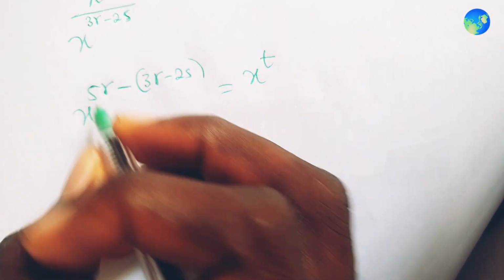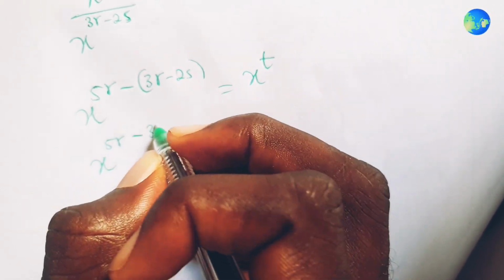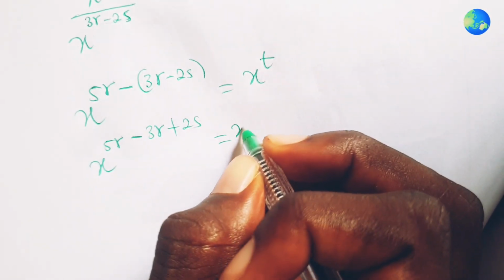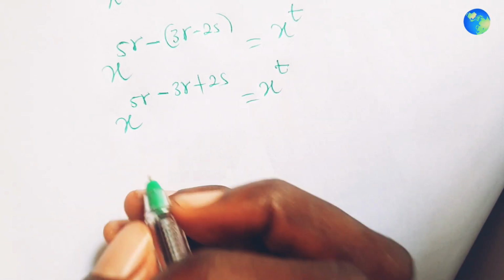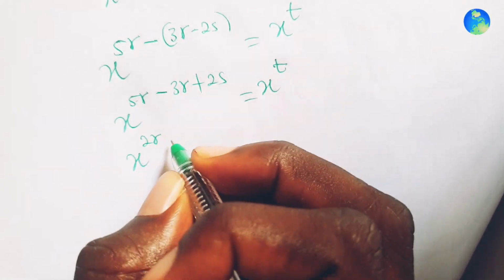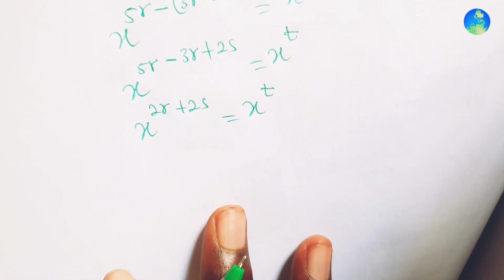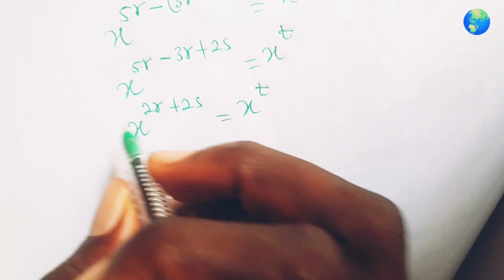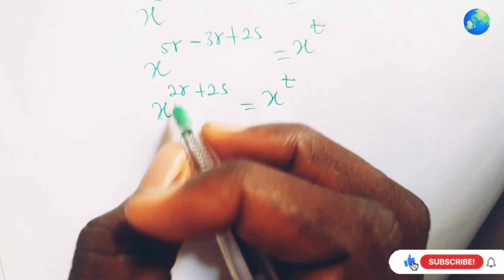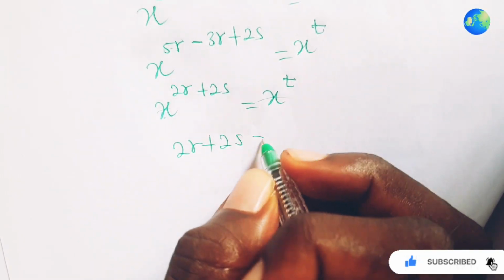So this is x power 5r minus, minus times 3r is 3r. Minus and minus, we make it a plus. We have 2s this time around, equal to x power t. So 5r minus 3r, that's 2r. So x power 2r plus 2s is equal to x power t. And don't forget, we are solving for t. So now we have the same base. That means we can equate the powers, our usual law of indices that we're familiar with. So I'll just assume I've cancelled this out. I'm left with 2r plus 2s equal to t.